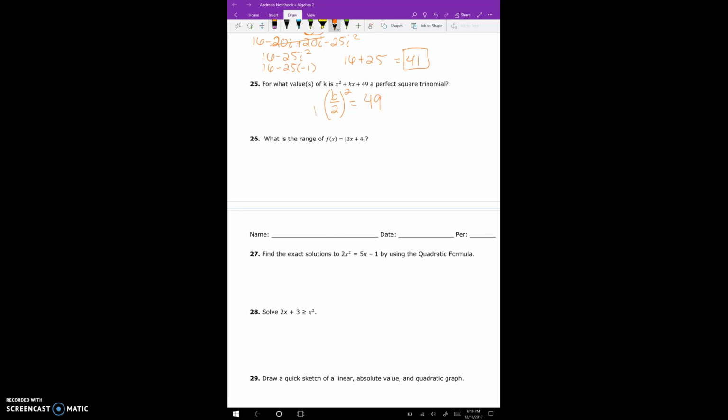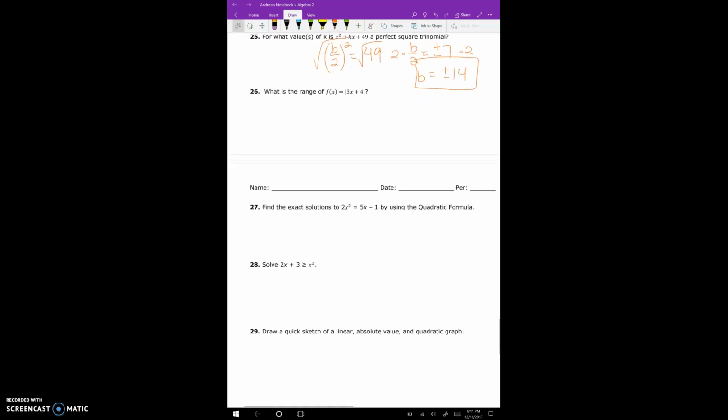So what I'm going to do is square root both sides. So I have here b over 2 is either positive or negative 7. And then I'm going to multiply both sides by 2. So b is going to be either positive or negative 14. We don't really know, it could be either one of those and still get the same answer.